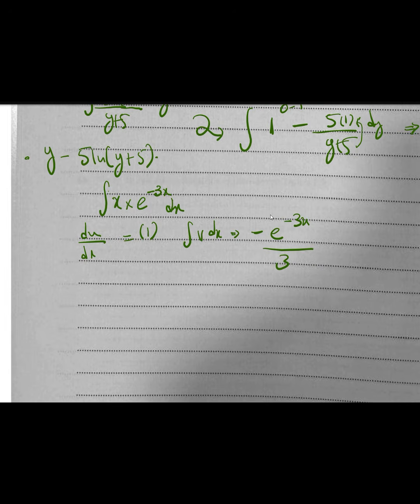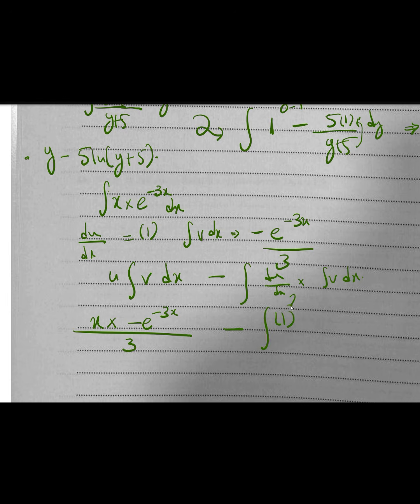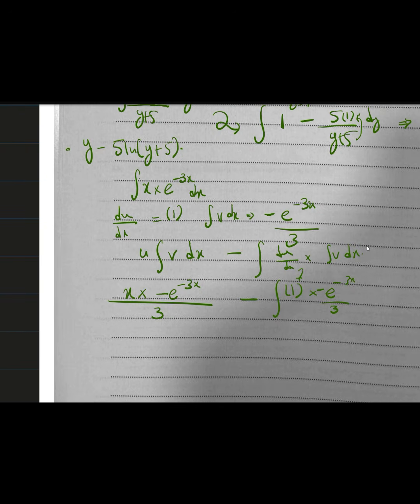Then we'll integrate it with the formula of integration by parts: u times the integral of v dx minus the integral of du over dx into the integral of v dx. So u is x into the integral of v, which is minus e power minus 3x, divided by 3, minus the integral of 1, since du by dx is 1, into minus e power minus 3x over 3. Now we'll take the minus outside the bracket, so minus minus will turn into positive.